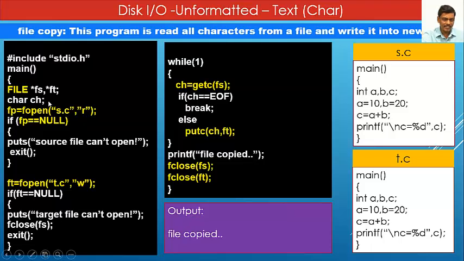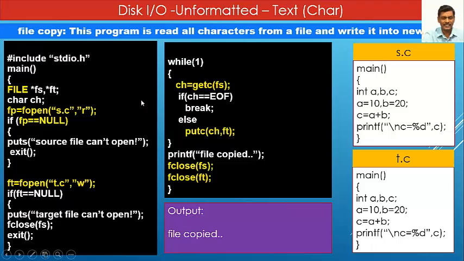So s.c: if the file exists, the file is successfully opened, and then one stream is made from that file location, that is the hard disk location, to main memory. That main memory address is returned to this variable. If it opens, it searches for the file.